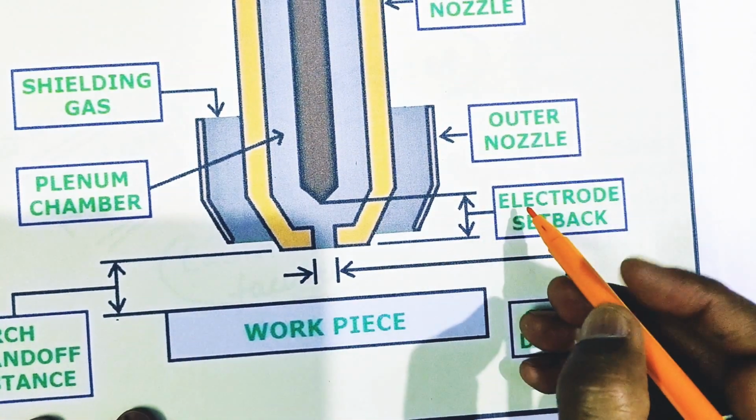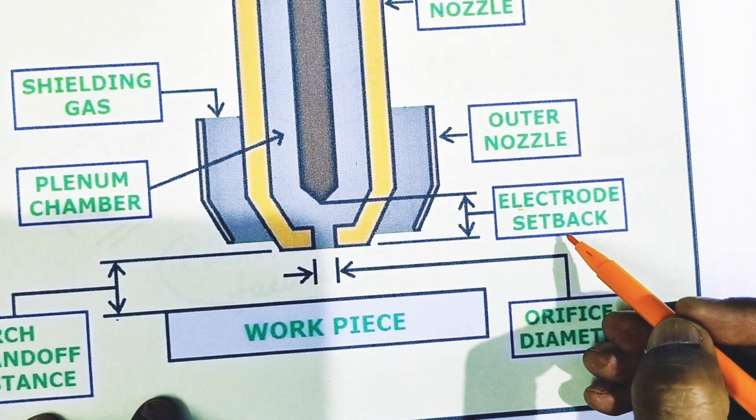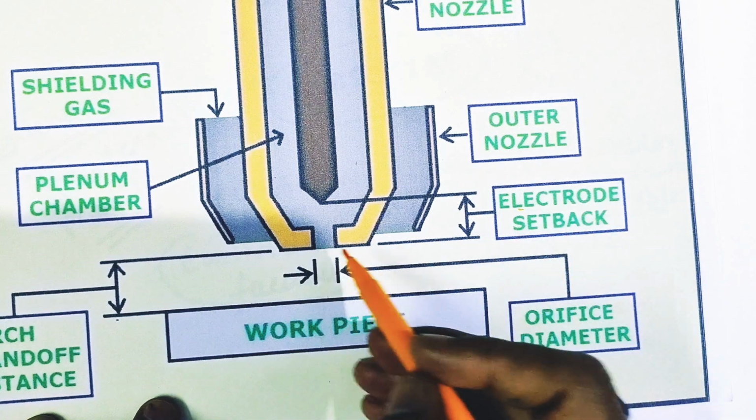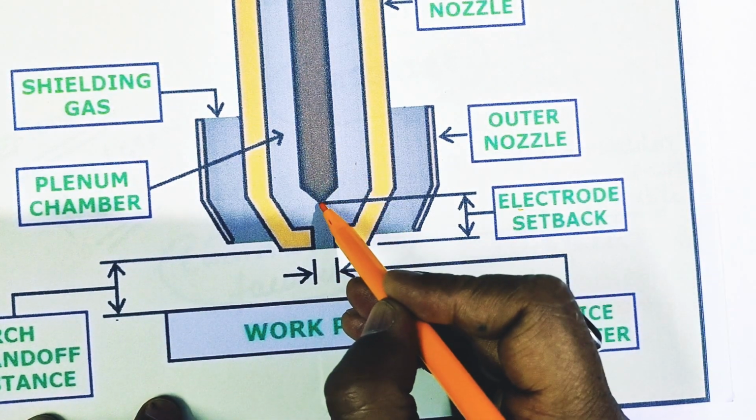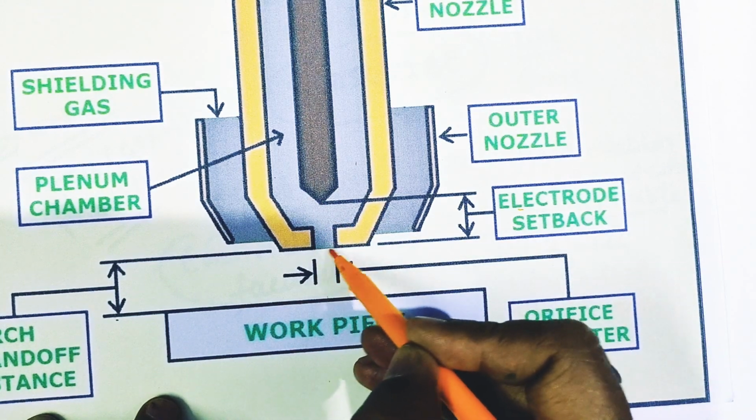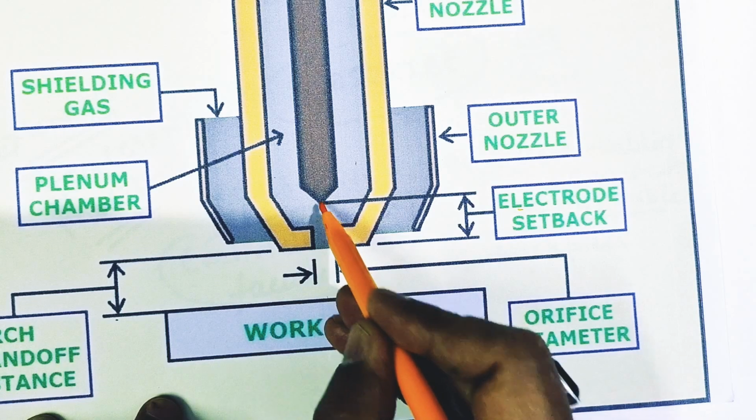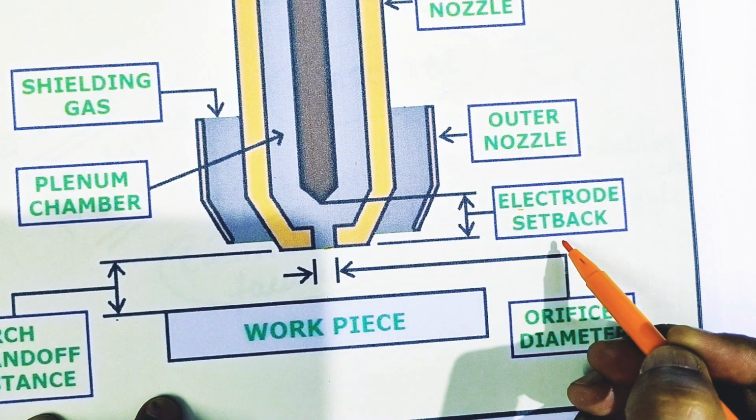Now one more term which is used is electrode setback. This electrode setback is nothing but the distance between the tip of the electrode and the face of the constricting nozzle. This is known as the electrode setback.